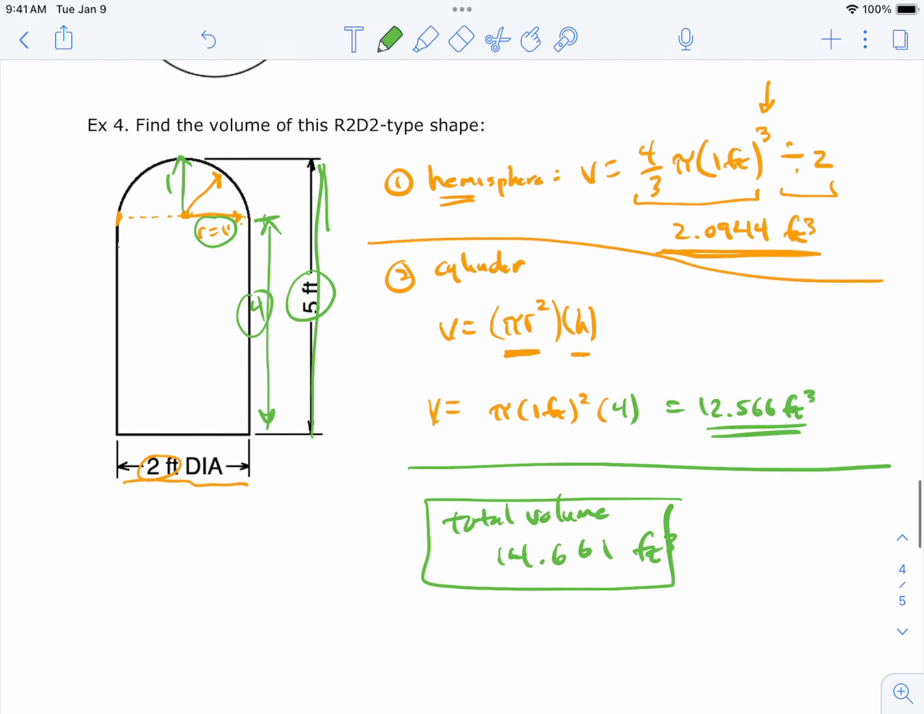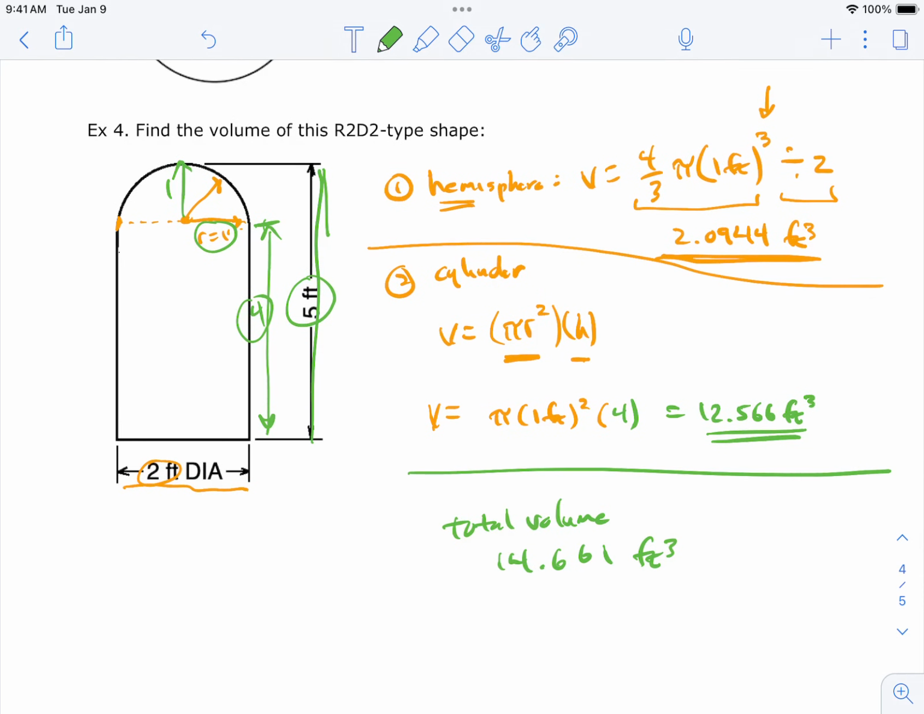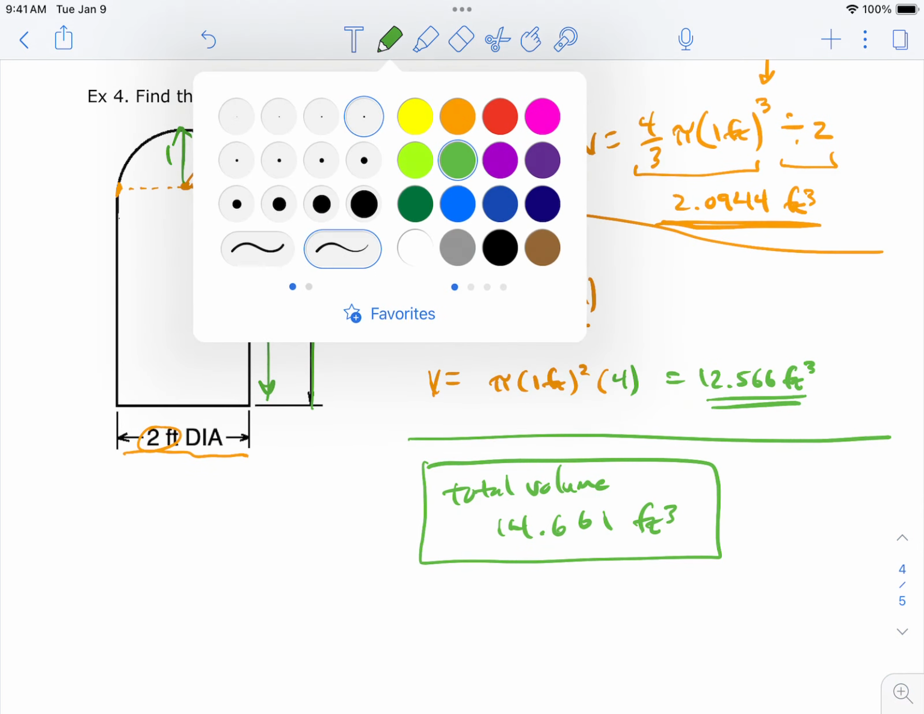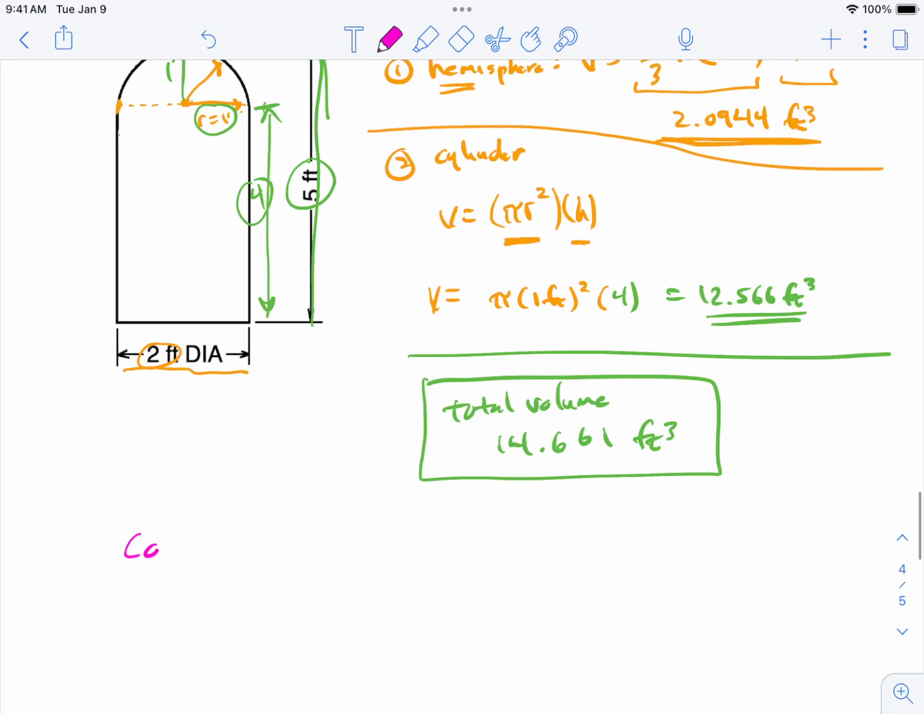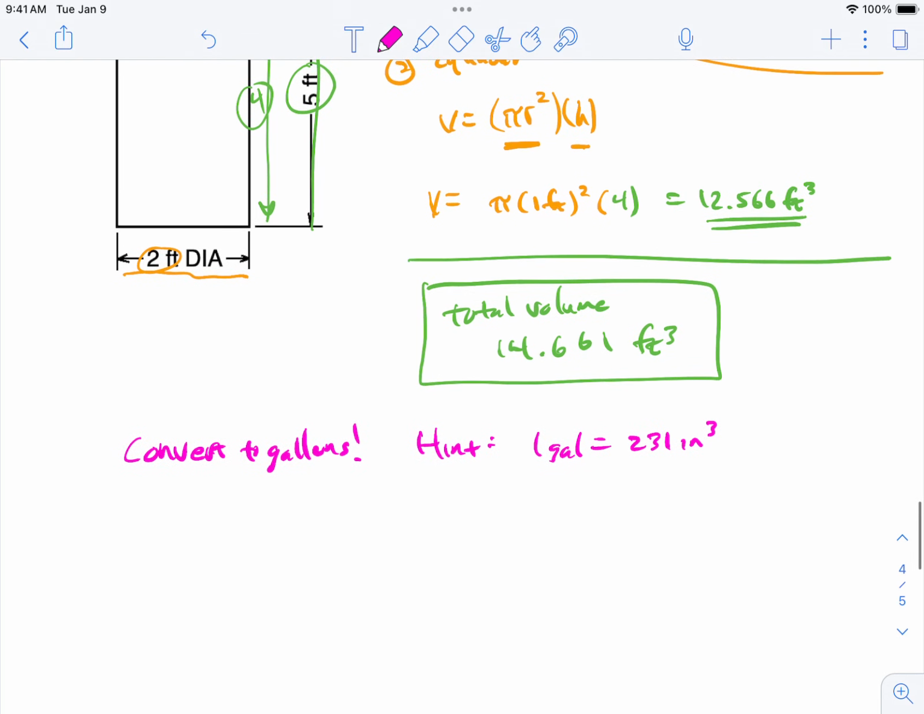Oh, I erased my cube. Don't want to do that. 14.661 cubic feet. Hey, I got a special exercise for you. Convert to gallons. Now, I'll give you a little bit of a hint so you don't have to go scrambling looking these things up. 1 gallon equals 231 cubic inches. So if you can get your cubic feet into cubic inches, you can then get your cubic inches into gallons. Okay, why don't you pause, try it, and come back and see what I did.